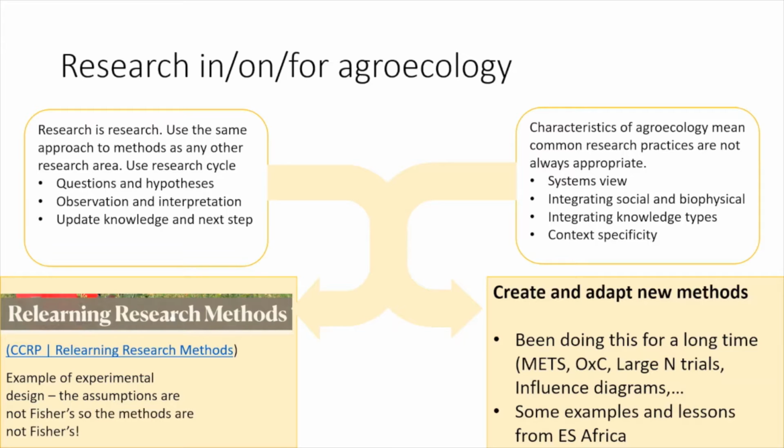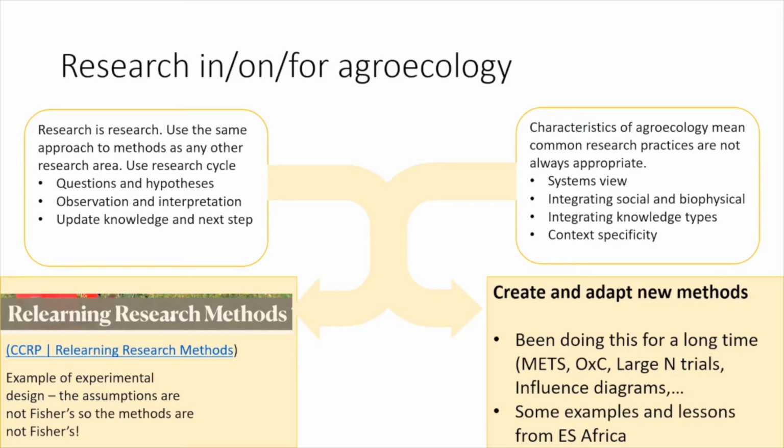Well, agroecology has characteristics that mean methods commonly used in agriculture and rural development need adapting, and this requires two things. First, relearning what we thought we knew. I wrote a piece on that in relation to experiments and why some of those things you learned as being important, like replication, controlling variation, and so on, may not be relevant now. Second, we may need to create or adapt some new methods, and that's what I want to talk about here.